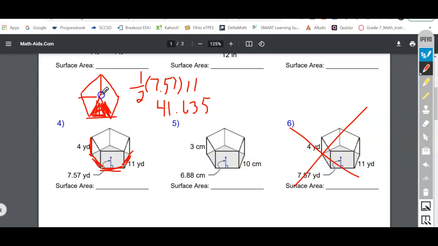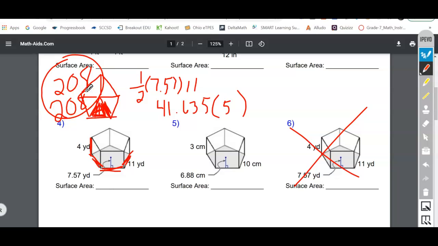And we got to take that times 5 because it's a pentagon. 208. So we'll just round it to 208. So that's for one pentagon. Well, we've got another pentagon, right? So I'm going to write that number down twice, or if you've got the pictures, you can write it on both of them. Why are you not doing this, Jacob?